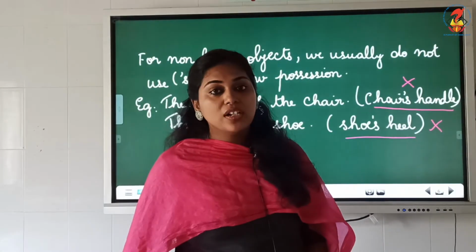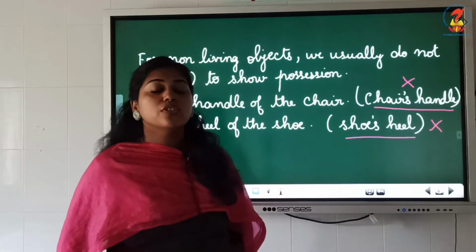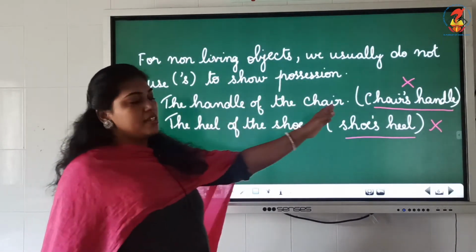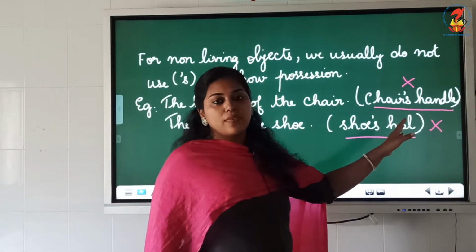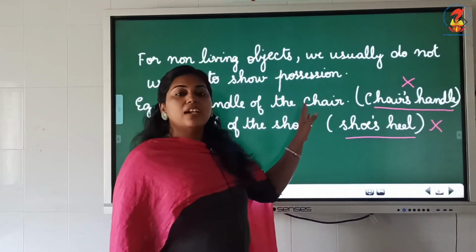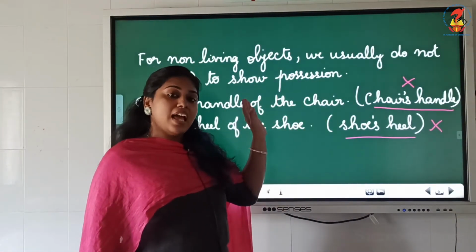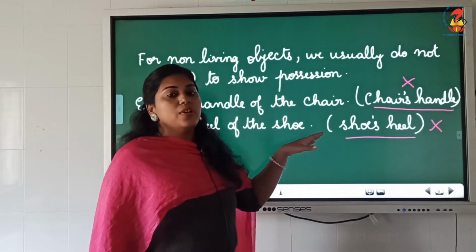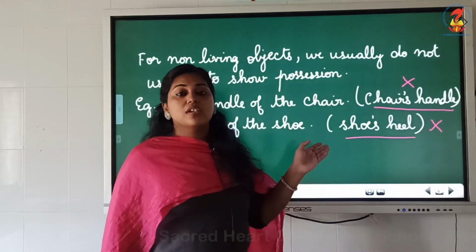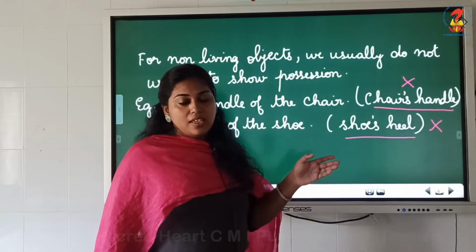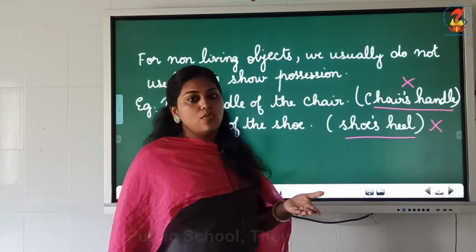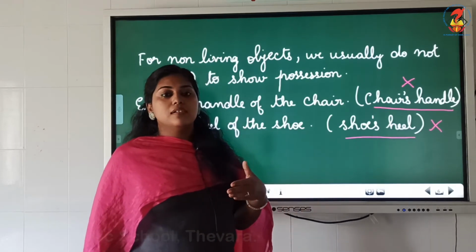Now the other thing that you have to keep in mind is when you show the possession of non-living objects, when you show the possession for things, you cannot write it using the apostrophe. It is a wrong way of writing. For example, the handle of the chair, there we have to mention it as the handle of the chair itself. We cannot write it as chair's handle, like how we wrote the house of Abhi. Abhi is a noun, right? It's a male gender.